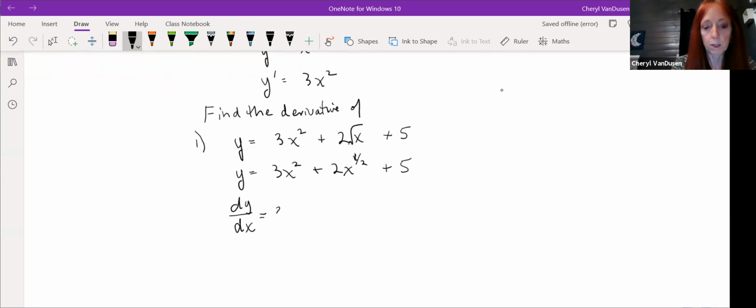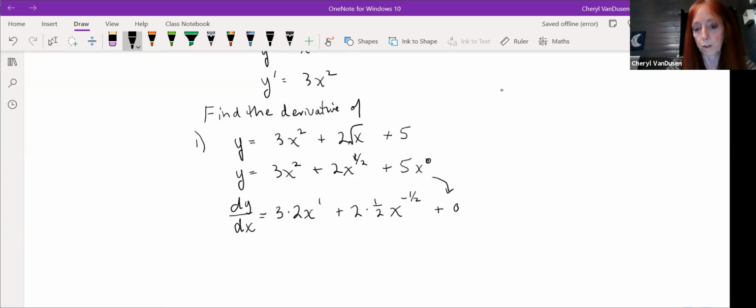So we have 3, we bring the 2 down, and then we get x to the first power. Then the next one, we have 2, we drop the half down, we get x to the minus half power. Now, 5 gives us a little bit of a conundrum. Some people think the derivative of 5 is 5, but really what's hidden here is x to the 0 power, right? There's no x there, so we could put x to the 0 power if we wanted to. And so then we get the derivative of a number is 0.